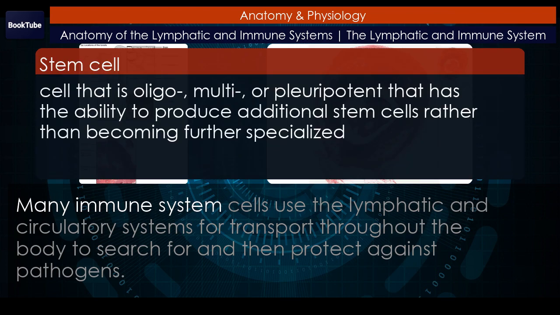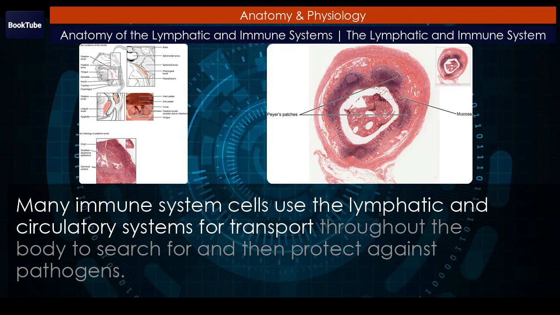Many immune system cells use the lymphatic and circulatory systems for transport throughout the body to search for and then protect against pathogens.